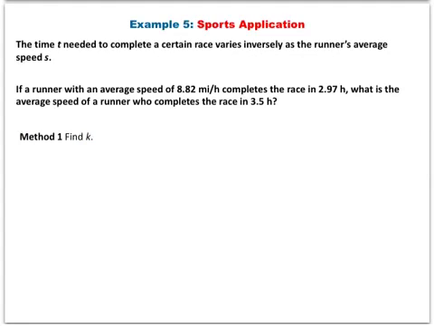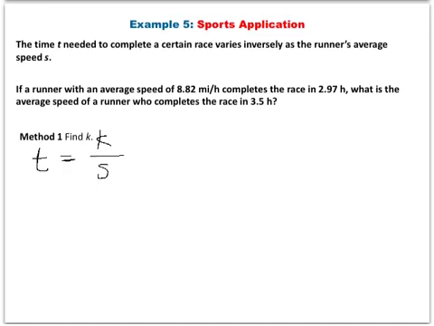The time t needed to complete a certain race, t, varies inversely as the runner's average speed, s. T varies inversely as s. K goes on top. If a runner with an average speed of 8.82 miles per hour completes the race in 2.97 hours, what is the average speed of a runner who completes the race in 3.5 hours?